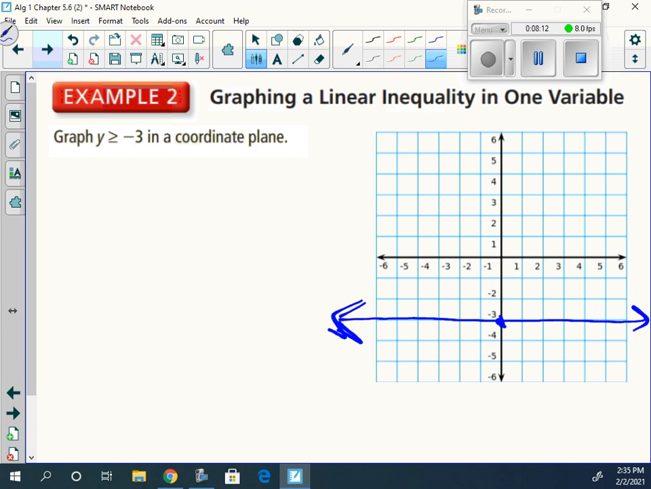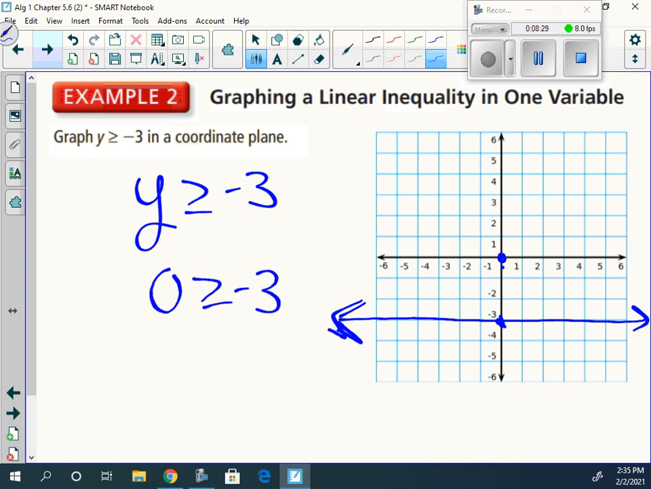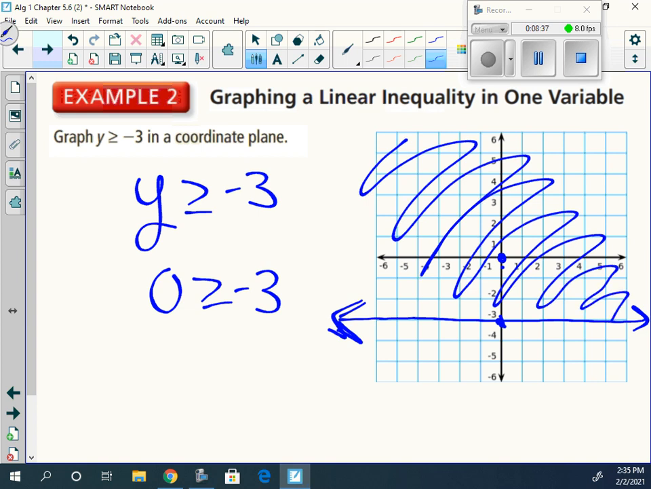So give me a point. We can always do 0, 0. I like 0, 0 because it's easy to check. Since we don't have an x in this here, we plug 0 in for y, and is 0 greater than or equal to -3? So we shade the side with that point. If it's true, we shade the side with it. If it's false, we shade the side that doesn't.